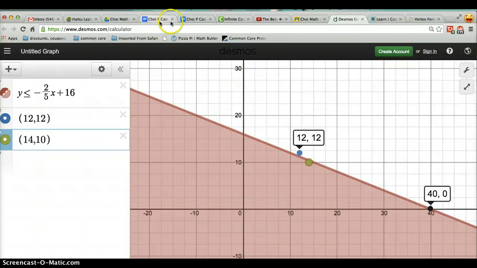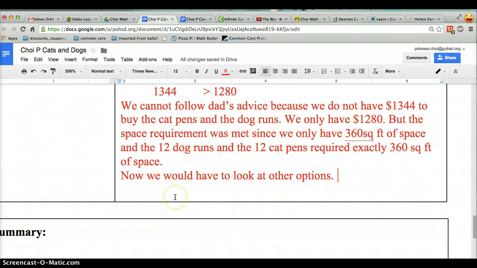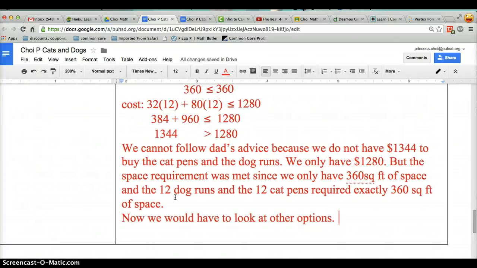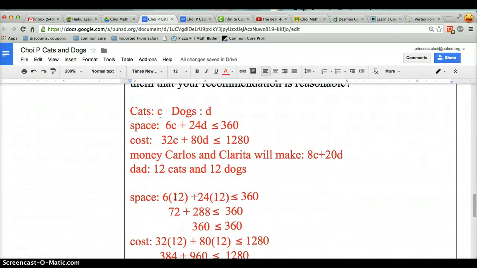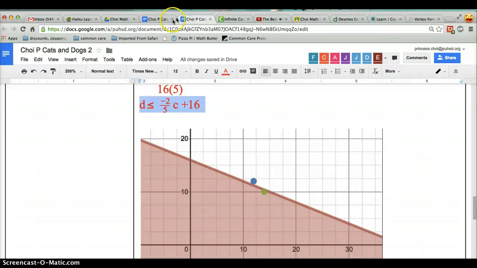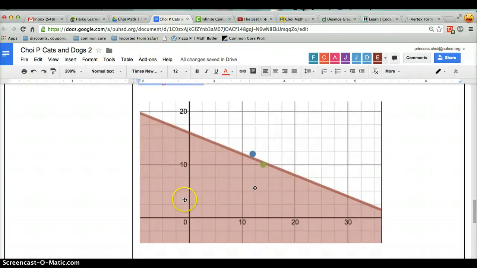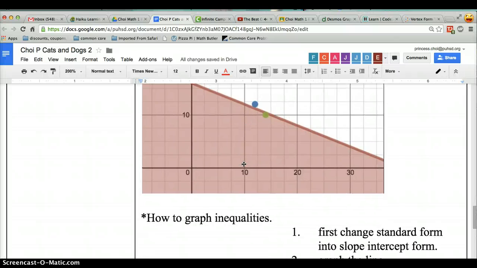So then we went back, and I made them capture the graph and put it in there. Oh no, what am I looking at? Yeah, there you go. Okay, so I made them copy the graph, and this blue dot right here, that was Dad's advice, and that wasn't gonna work because that wasn't in the red zone. But the green one worked. Now if somebody said, hey, why don't you get 10 cats and 10 dogs and put a dot right here, is that gonna work? Yes, because it's in the red range, okay?